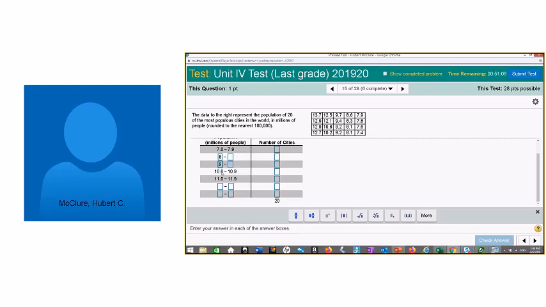9 plus 1 is 10. 10 plus 1 is 11. 11 plus 1 is 12. 12 plus 1 is 13.